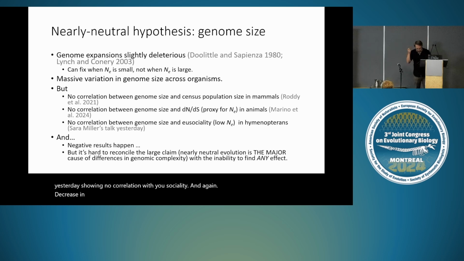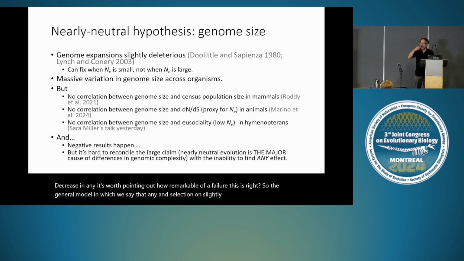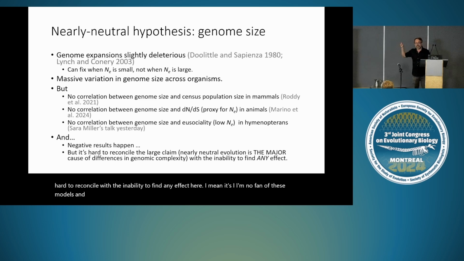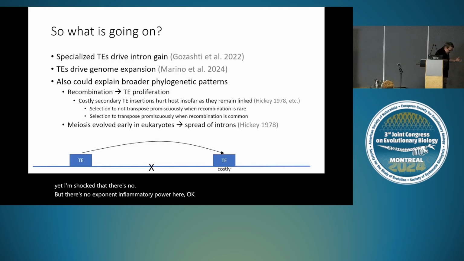It's worth pointing out how remarkable of a failure this is, right? The general model in which we say that NE and selection on slightly deleterious variation is the major explanator of differences that we see across lineages is hard to reconcile with the inability to find any effect here. I mean, I'm no fan of these models, and yet I'm shocked that there's no explanatory power here.